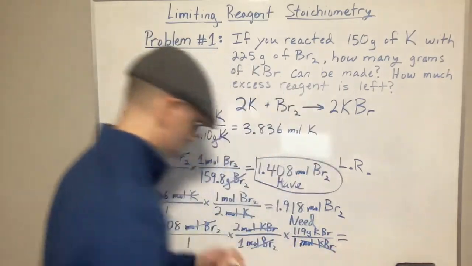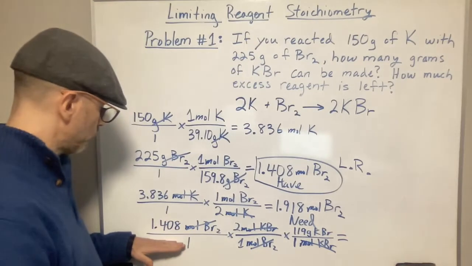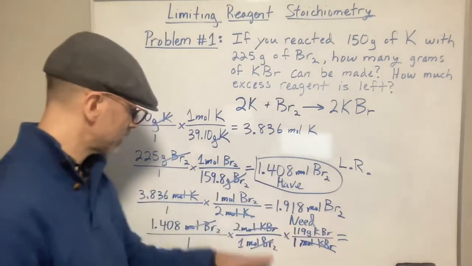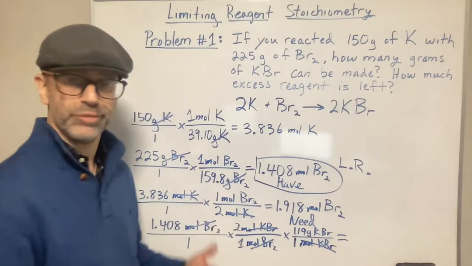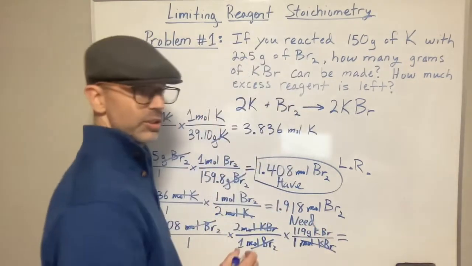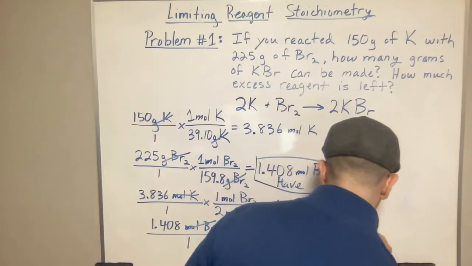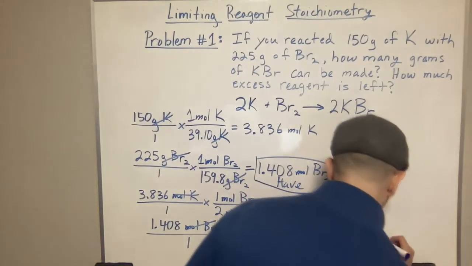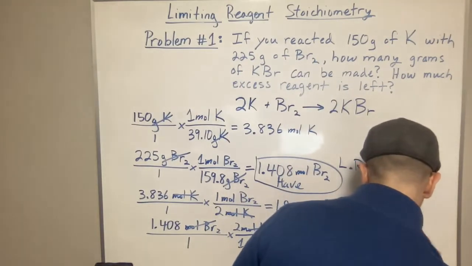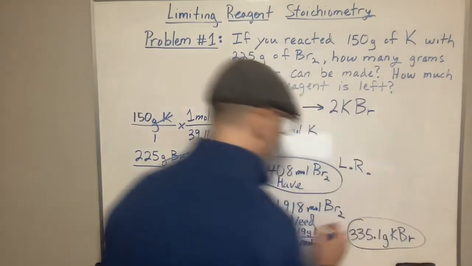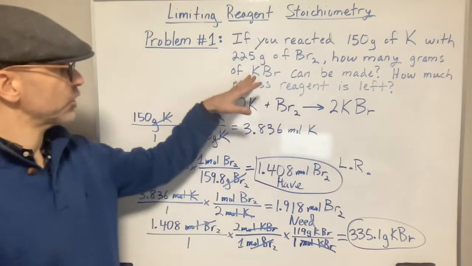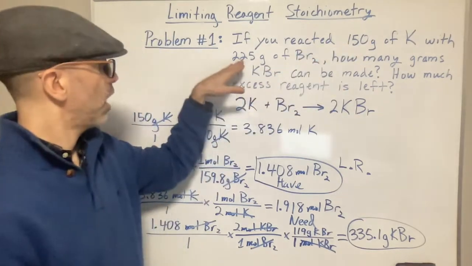So now all I do is use my calculator, take the 1.408, multiply that by 2, multiply by 119, and it's all ones on the bottom, so you don't need to divide by 1. And so for our final answer, we get 335.1 grams of KBr. So that is the amount of KBr that can be created from this mixture of potassium with bromine.